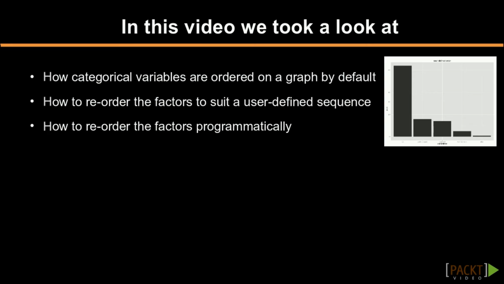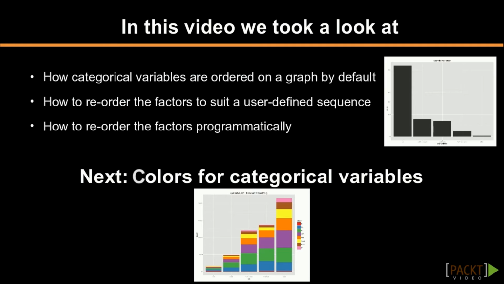In this video, we've seen how to control the order of category variables in a plot. In the next video, we will see how to change the default color palette when plotting categorical variables.